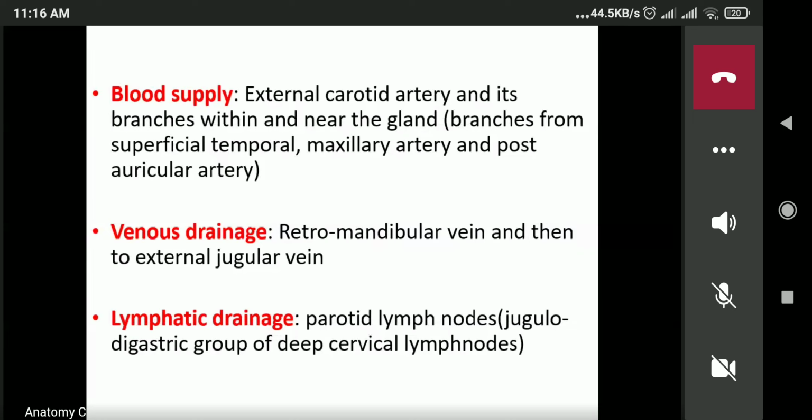Okay. So the blood supply of the parotid gland is the external carotid artery and its branches within and near the gland, especially the branches from the superficial temporal artery, maxillary artery, and the posterior auricular artery. So they are the vessels that provide the arterial supply to the parotid gland. Venous drainage is by the retromandibular vein and then to the external jugular vein. And the lymphatic drainage is to the parotid lymph nodes and the jugulodigastric group of the deep cervical lymph nodes. So they are the lymphatic drainage.